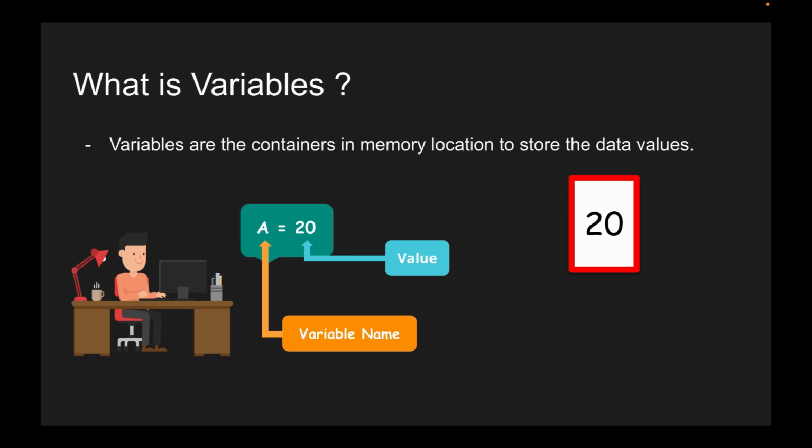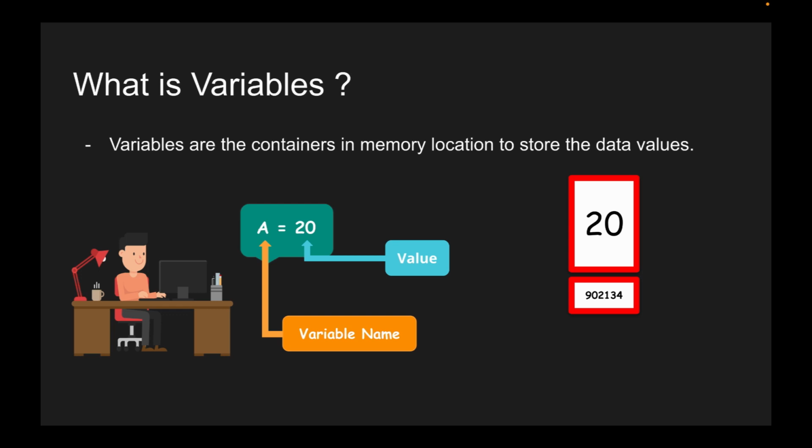Now that random location might have some memory address. Consider this memory address to be 902134. This is the memory address of this value 20. If you want to access this value 20 in your program, you would have to get the memory address. Getting the memory address from the memory location is a very tedious process.